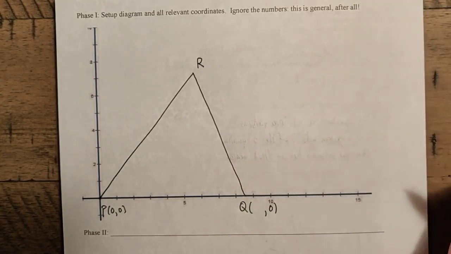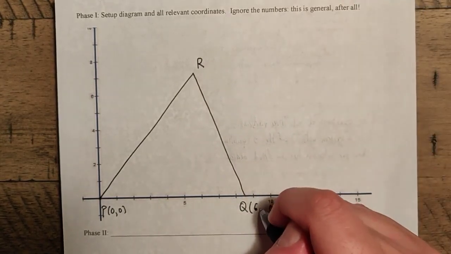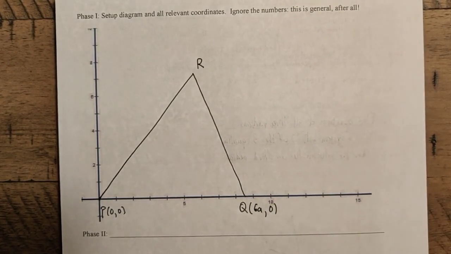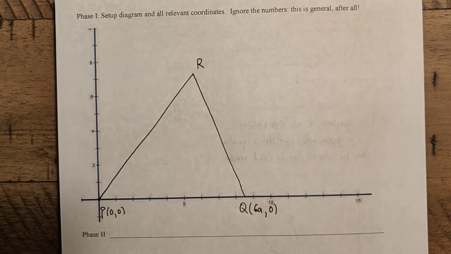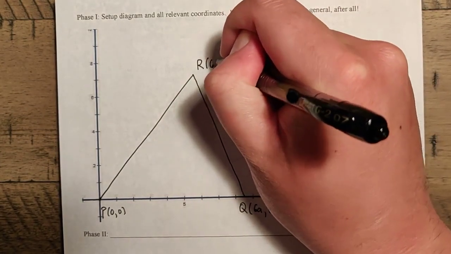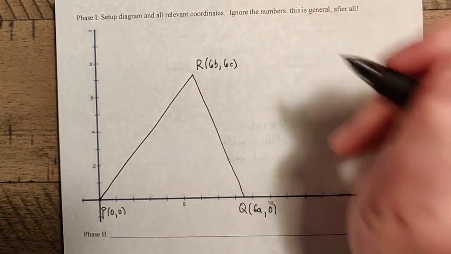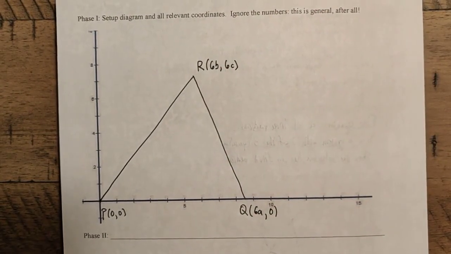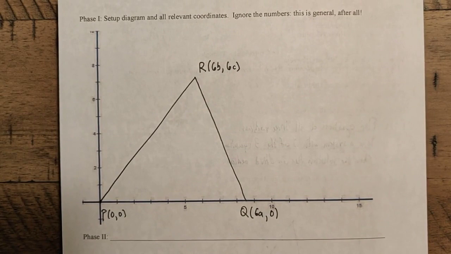So I'm going to call this A. Now in this case, I'm going to use 6A here. Normally we would use something like 2A because we have midpoints because of medians. But you'll see that 6A actually saves us a lot of time later, and you'll see why. And since we don't know where R is, I'm going to call it 6B and 6C here.